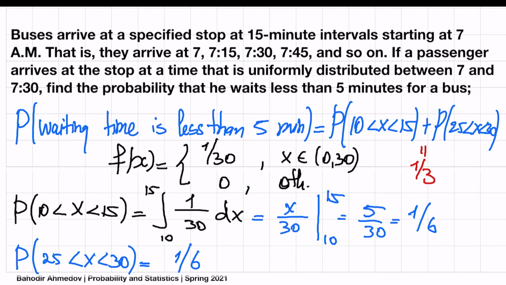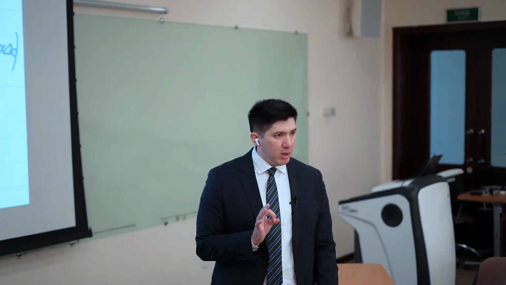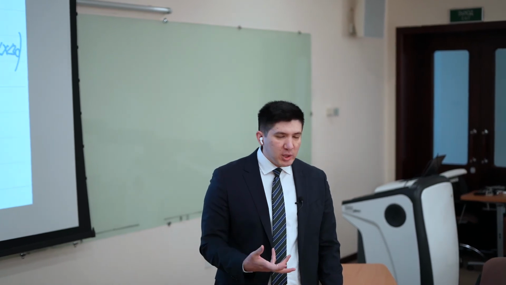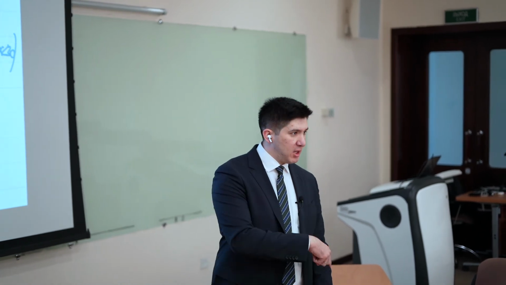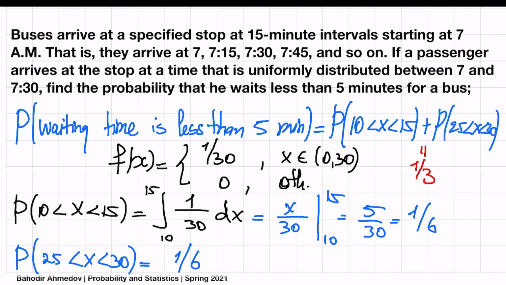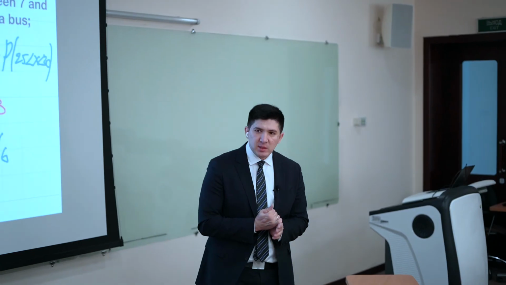The probability that he's going to wait less than 5 minutes is equal to 1 over 3. But again, this is completely different from what we did before. Before, we actually evaluated the probability of the waiting time. Here, even though I'm asking you to evaluate the probability of the waiting time, you are calculating the probability of the arrival time. This is the uniform distribution. There are a couple of distributions we're going to discuss this semester about continuous random variables.